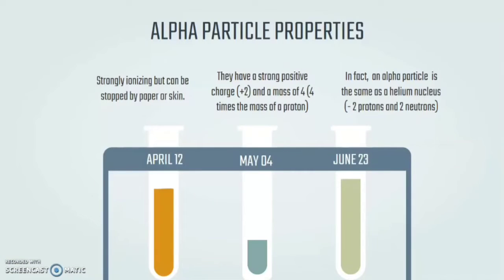Now let's look at the alpha particle properties. Alpha particles are strongly ionizing but cannot penetrate paper or skin. They have a strong positive charge, which is positive 2, and a mass of 4, which is 4 times the mass of a proton. In fact, an alpha particle is the same as a helium nucleus.